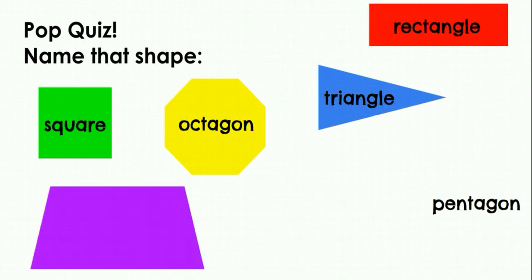Next shape, you remember this one from our quadrilateral slide? What's its fancy name, its special name? 1 set of parallel sides. It's a trapezoid. Nice job.